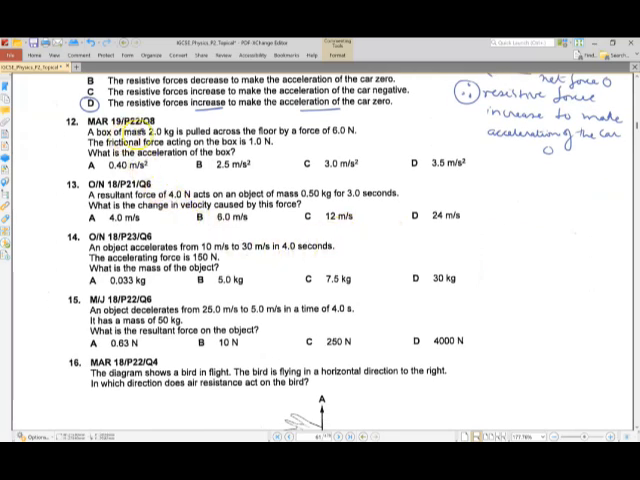A box of mass 2 kgs is pulled across the floor by a force of 6 newtons. The frictional force acting on the box is 1 newton. What is the acceleration of the box? Okay, we can find it by our formula, that is F minus F is equal to ma.